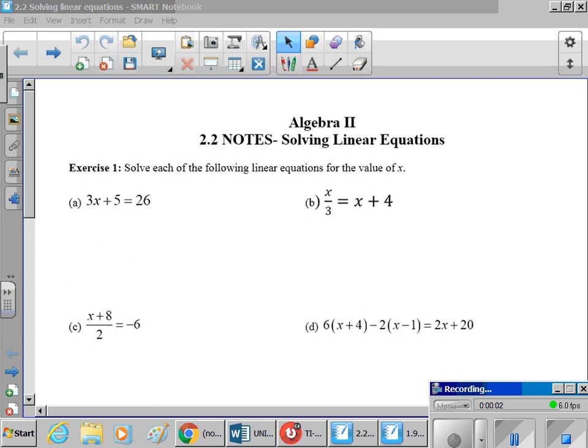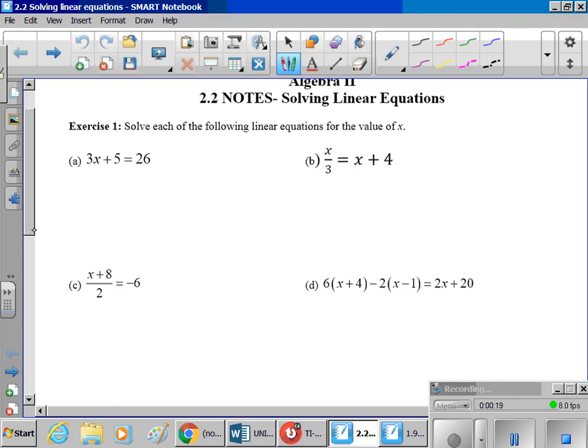Okay, so we're back at 2.2, solving linear equations. No, we still are in Algebra 2 here, even though solving linear equations is something that we really should have mastered in Algebra 1. But we're gonna add a couple of things onto this one, so just bear with me.